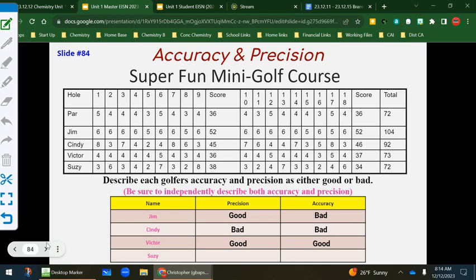All right, take a look at Susie. Last one. Jacqueline, what would you say about her scores on each hole? Are they close together or are they far apart? Okay, which means what for precision or accuracy? Her precision is bad. Look at her total though. 72. What was her target? 72. So what does that say about her accuracy? It's really good. Good.